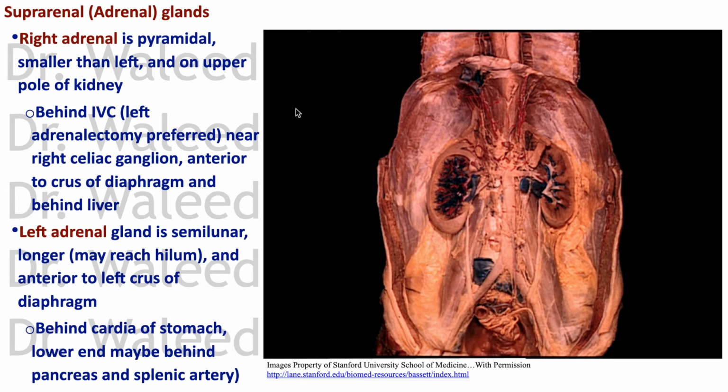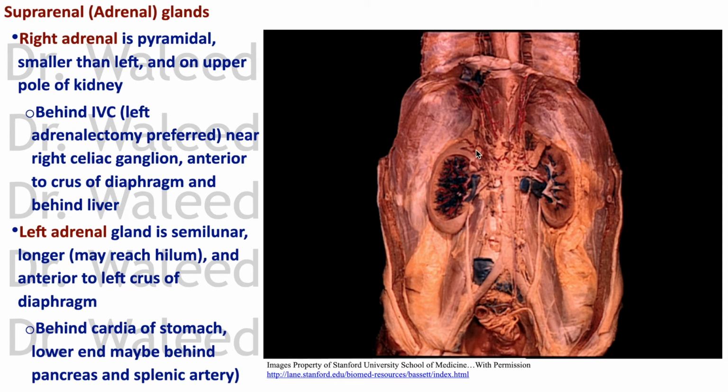Now, the right adrenal gland, as you can see here, is rather pyramidal in shape, and it's high up. It does not reach the hilum of its kidney. But the left side is rather semilunar in shape. Here it's pyramidal, but see, the left goes down and reaches the hilum of its kidney. So they describe the left suprarenal gland as being semilunar in shape, and the right is pyramidal in shape, and the right is behind the inferior vena cava.